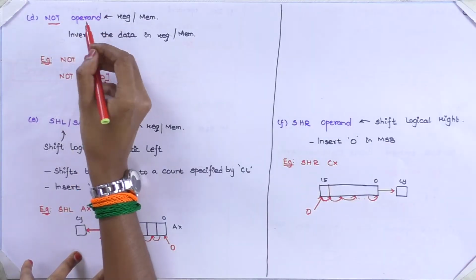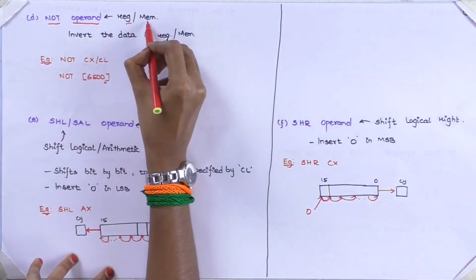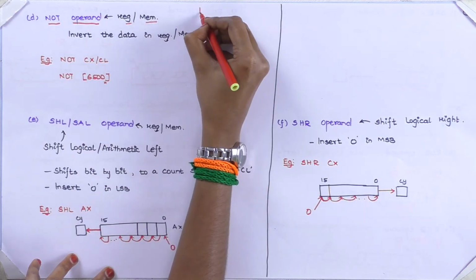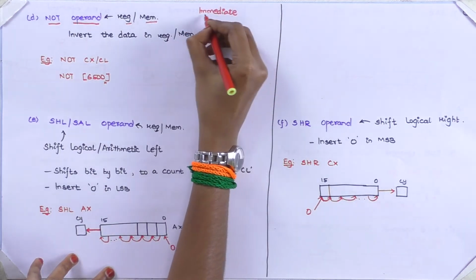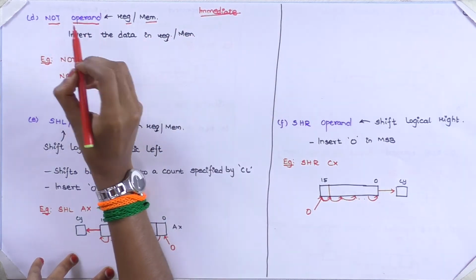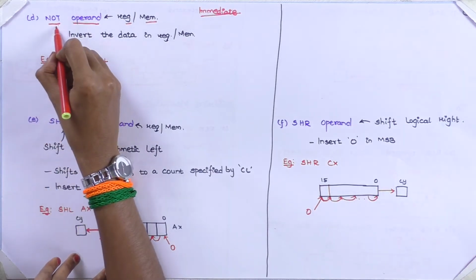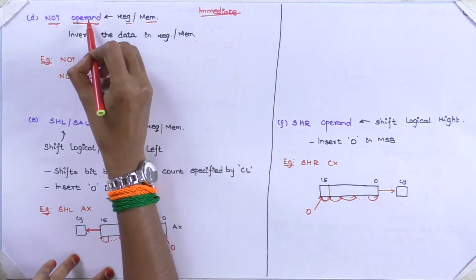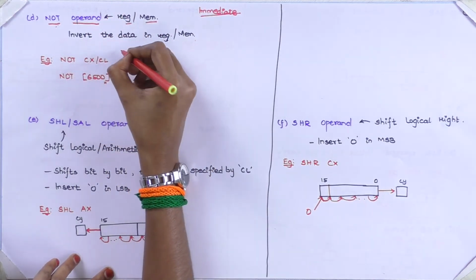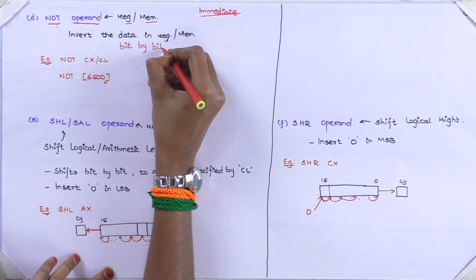The first instruction that we are going to see is the NOT instruction with an operand mentioned. The operand can be mentioned using a register or from the memory, but the operand cannot be an immediate value. You are not supposed to mention an immediate value for this NOT instruction. So, we will see how this NOT instruction works. What this NOT instruction will do is it will invert the data in the register or memory mentioned in the operand field. It will invert bit by bit. We will see how this inversion happens.